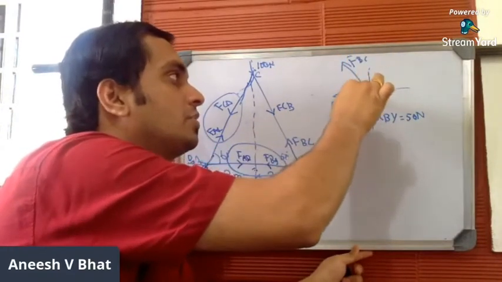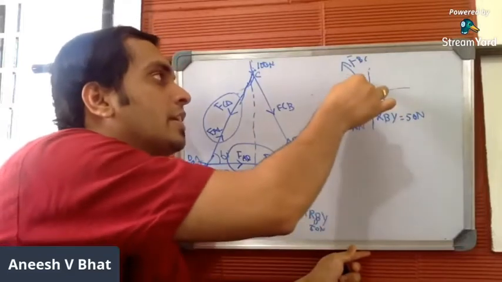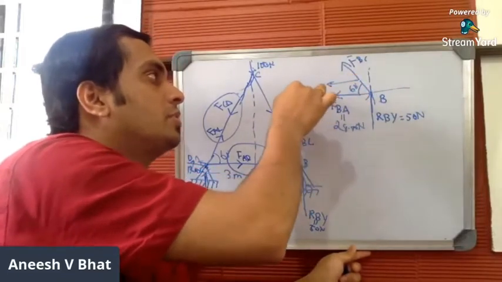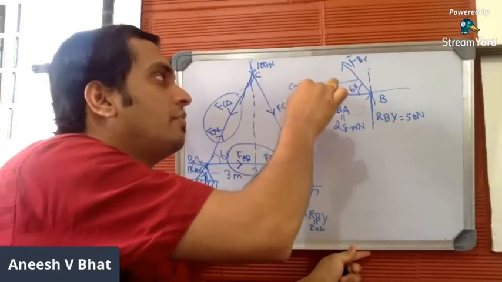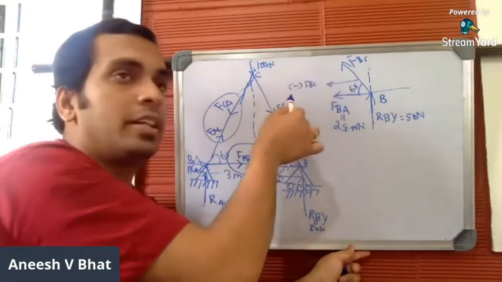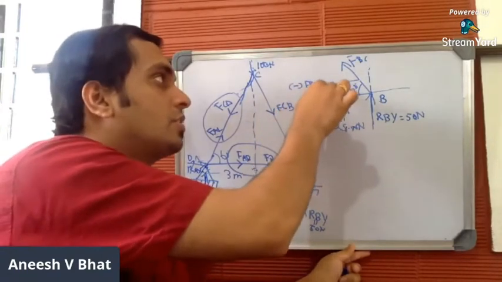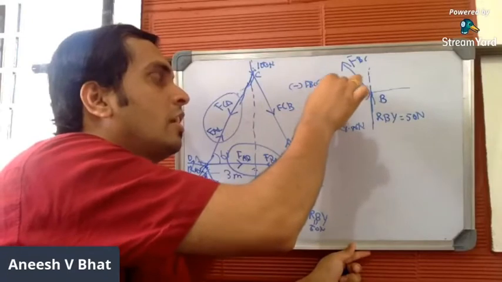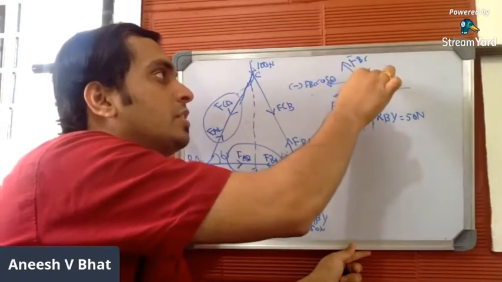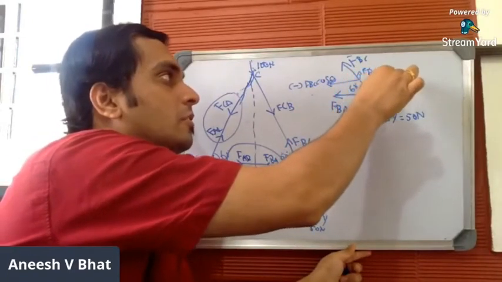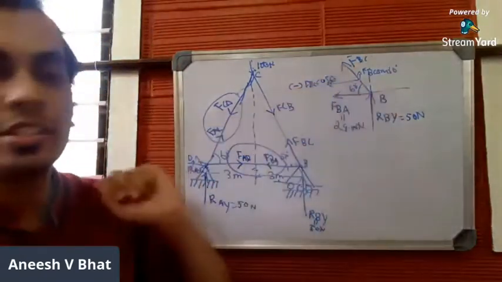which makes an angle of 60 degrees. We don't know the value of FBC. Resolve this into its horizontal and vertical components. Minus because it moves horizontal to the left. FBC, I write it in the bracket. Magnitude is FBC cos 60, and the vertical component is FBC sin 60. This is the free body diagram.